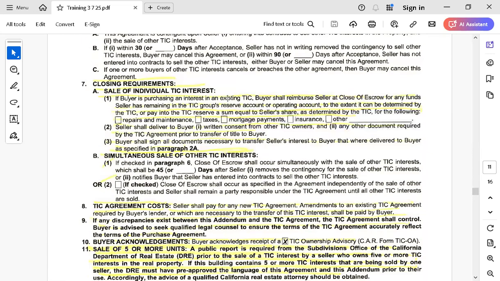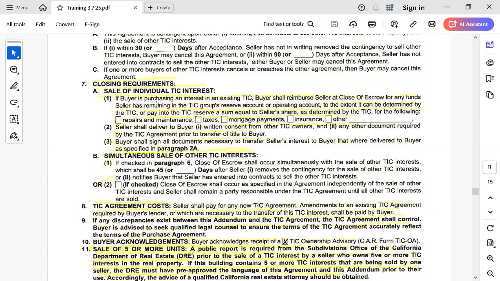Closing requirements. If the buyer is purchasing an interest in an existing TIC, these are things you need to watch for. The buyer needs to reimburse the seller at close of escrow for any funds that the seller has remaining in the TIC group's reserve account. So that's going to add to the closing costs or operating amount account. So just be clued in on this closing requirement because it does have money in there.